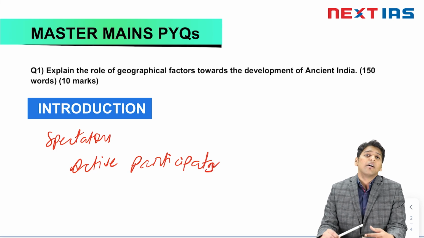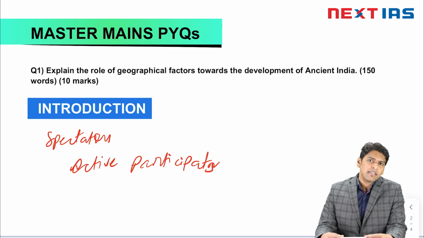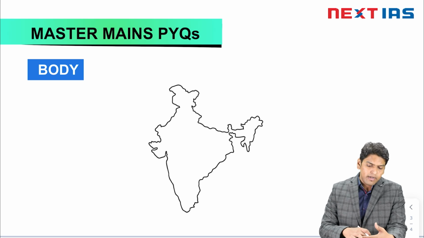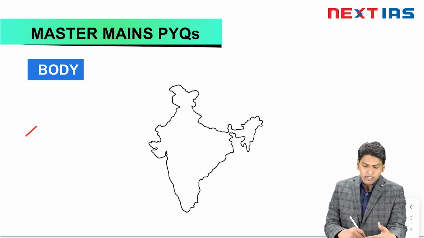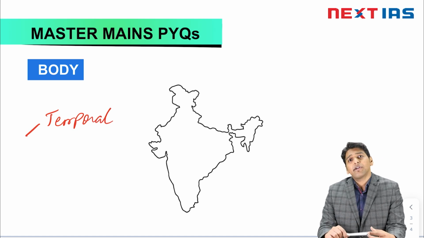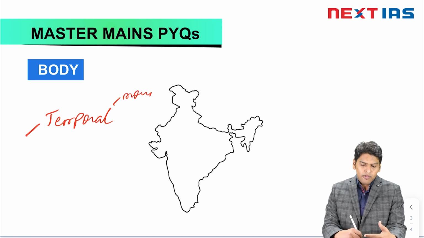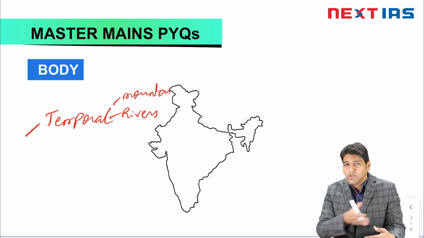This is a good statement. It will reveal to the evaluator that you know how important a role geography has played in historical development. Next, in the body part, there are two methods of going about this question. One is the temporal analysis. Here you can take a particular geographical feature, like mountains or rivers, and then trace the impact that particular feature has had across time.